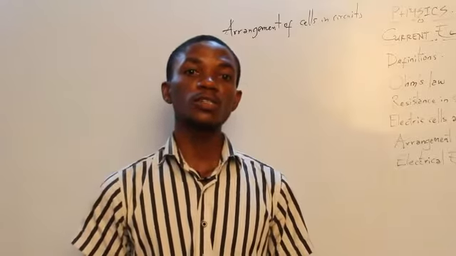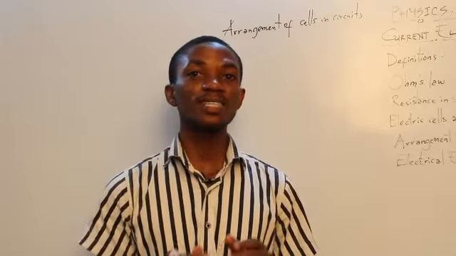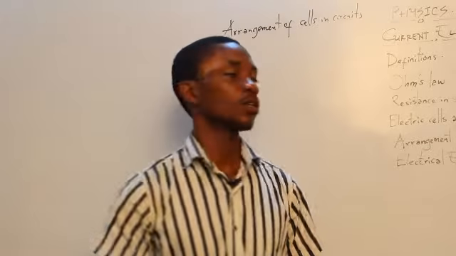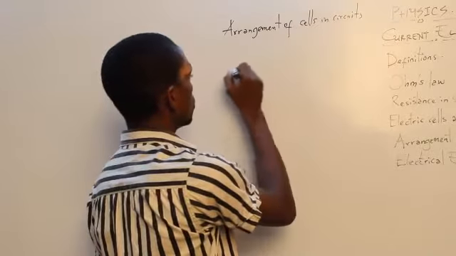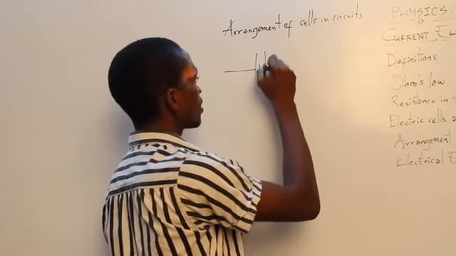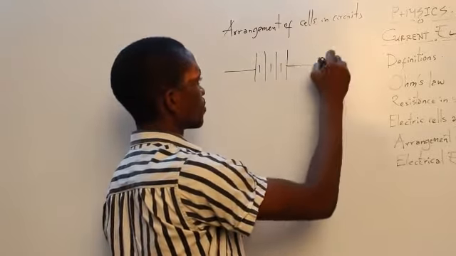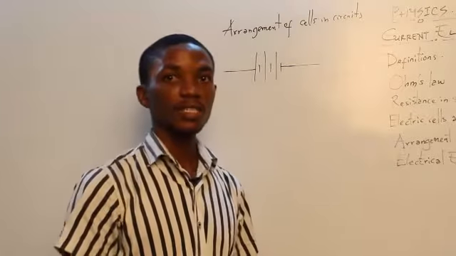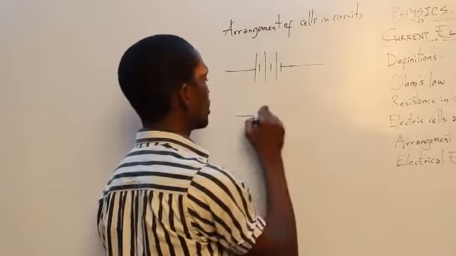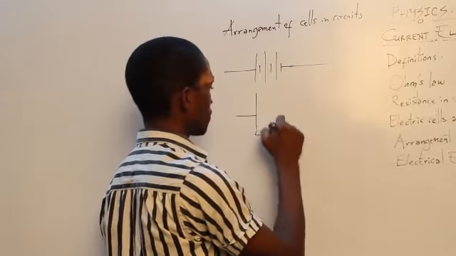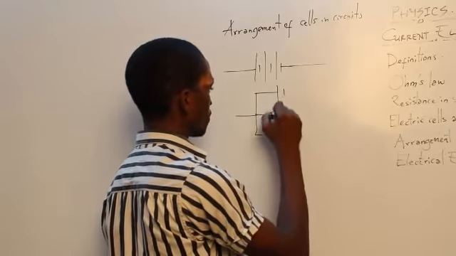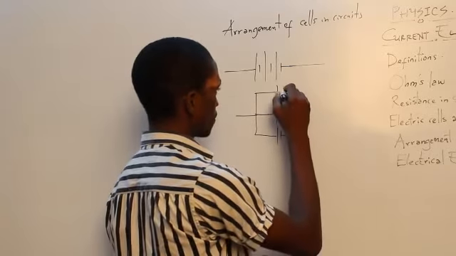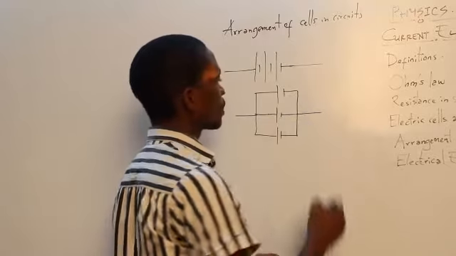Also, it is good to note that cells can be connected both in series and in parallel. Yes, just like our resistors. Now, the diagram shown earlier was the connection of cells in series. Here I have 3 cells connected in series. I could also have my 3 cells connected in parallel. And what does this imply?